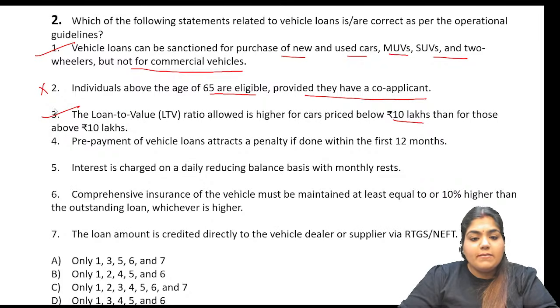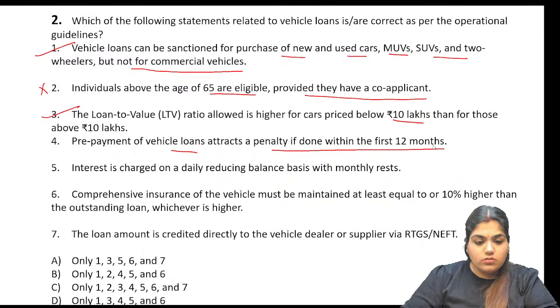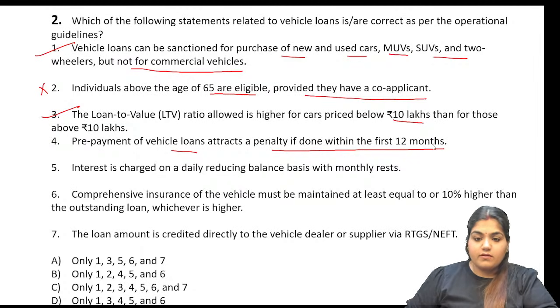Statement: the prepayment penalty is waived off, and a penalty applies at the prepayment of the vehicle if done within the first 12 months. No. The prepayment penalty is waived off. No penalty applies before 12 months. Okay? So what is incorrect? Statement number 5 is correct.